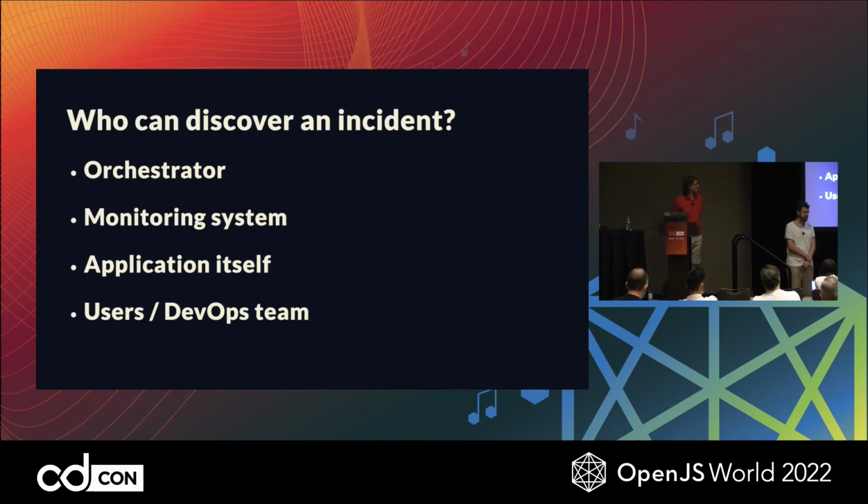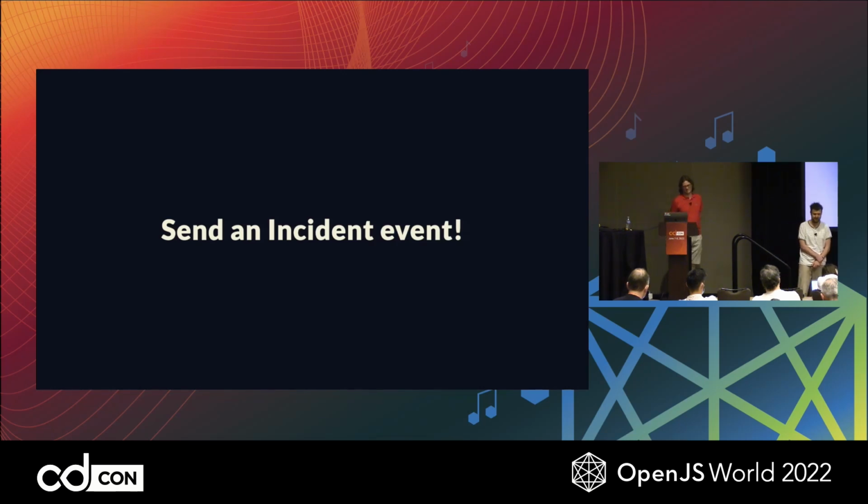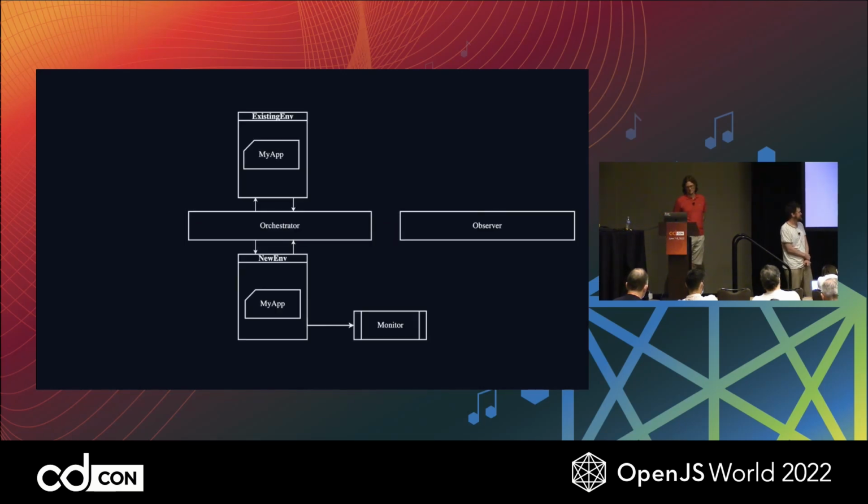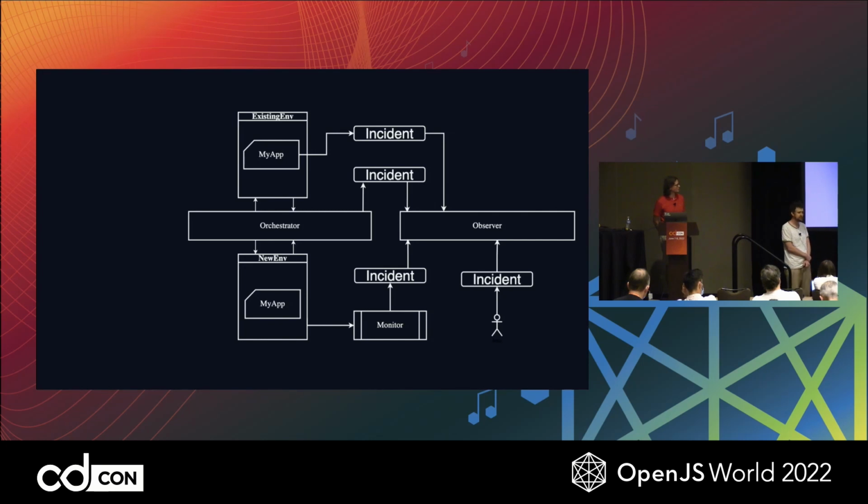So we need to find a way to allow these very different sources to send incidents in a way that we can collect them all and calculate metrics from them. And if you were to ask me and Andrea how to do it, we are of course very, very biased, and we would say, send an incident event. That's what we want to do. So given something like this, we have the two deployments, we have the orchestrator, we have a monitor, and we have the observer as well. Then it's just about starting to send events. So if the orchestrator finds something, it sends an event. If the monitor finds, or the application finds, or even a user finds, they all send incident events.